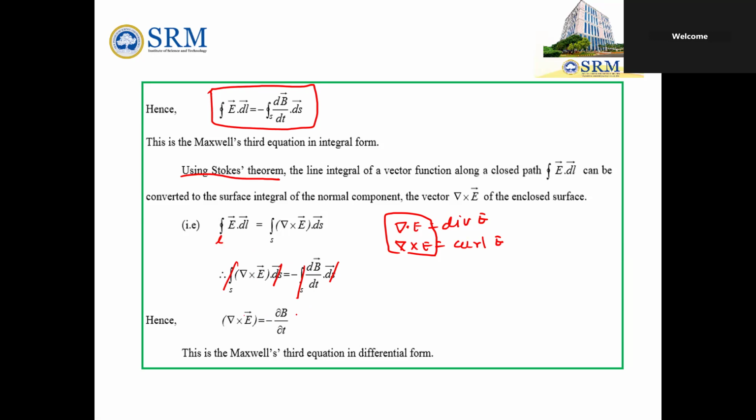Now we write this equation with the partial derivative, dou B by dou t. dB by dt is the differential form and dou B by dou t is the partial derivative. This is the Maxwell equation in differential form. Equations 1 and 2 we derived first in differential form, and equations 3 and 4 we derived first in integral form. Next is the differential form.